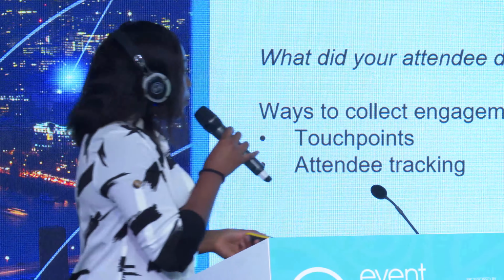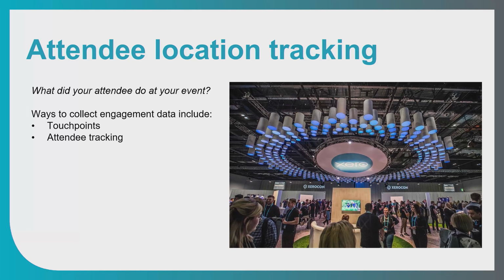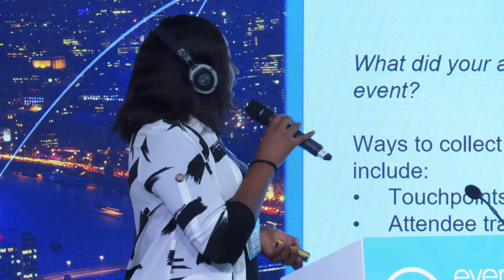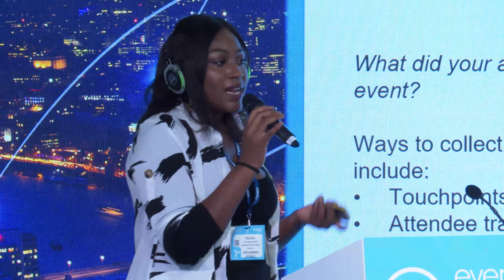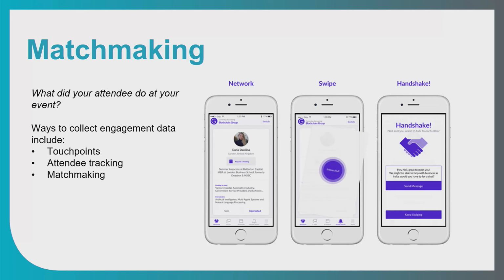So it can be used as a form of tracking around the event. But if you want to get even more in depth with that, you could use an attendee tracking tool, which is usually embedded in the event app. And this will tell you the exact movement of attendees around your event. And then you've got matchmaking. So some of you may have been actually recommended this session through the event app, or you've been recommended people that you should meet with.